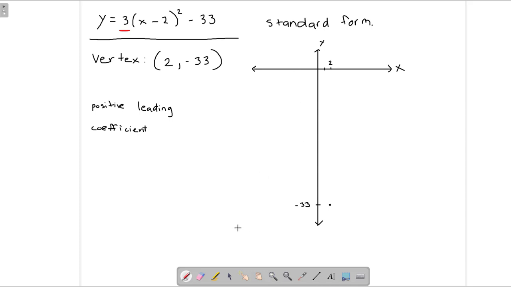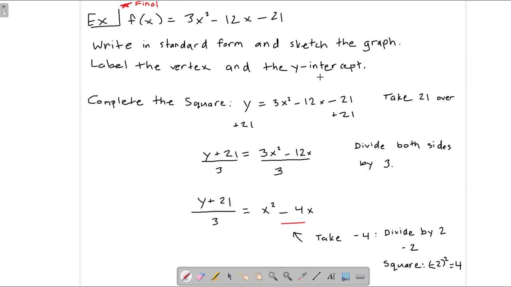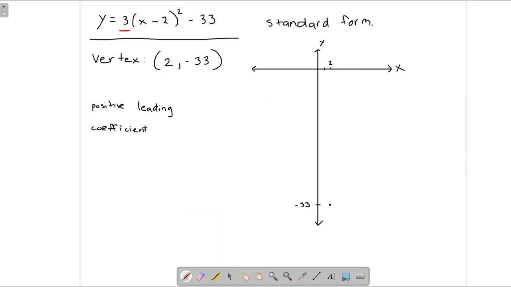But before I sketch that, why don't we, we were also asked to find the y-intercept, and that'll give me another point to plot on my graph. So let's do that first. So y-intercept, remember, the y-intercept is the value of y when x equals 0.